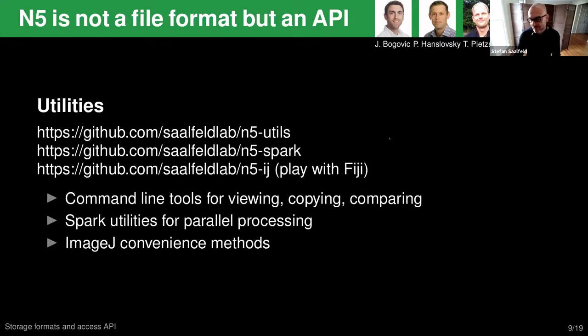Last but not least, there's a bunch of tools out there. N5 Utils contains command line tools to visualize data sets, browse them, and do something like unique or copy. So if you want to copy from HDF5 into a Zarr container, or from N5 into an HDF5 container, you just say N5 copy from here to there, and you specify the data sets that you want to copy, and then it finds all the attributes and does everything right. We also included it in Fiji, and you will see this later in the more practical session. And we have some utilities for parallel processing on a Spark cluster, which we will talk about a little bit later.